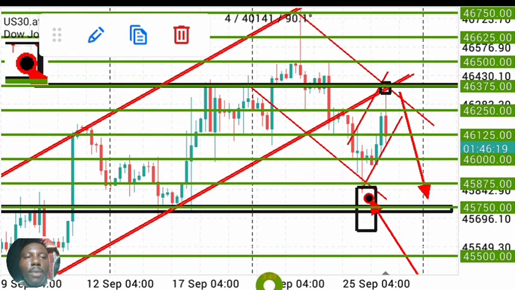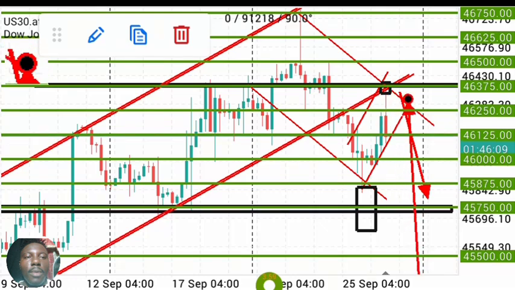Price actually came and tapped into this level. And what did price do? Price started pushing to the upside. Now, pushing to the upside, price has finally got into the 50% retracement of this sell move to the downside, and you can see the drop to the downside.